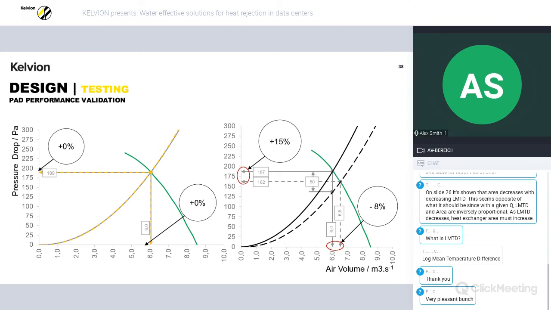Sometimes, however, intelligent component selection doesn't come from component innovations, but rather from component quality. On the screen here, you can see two graphs which show the performance of adiabatic pads from two different suppliers of the same thickness of pad. The solid line here shows the supplier's catalog curve, whereas the dotted line shows the test curve from our lab facilities. As you can see, the pad on the left showed no deviation, whilst the product on the right here showed a 15% increase in pressure drop and a resulting 8% decrease in air volume for this particular fan speed.